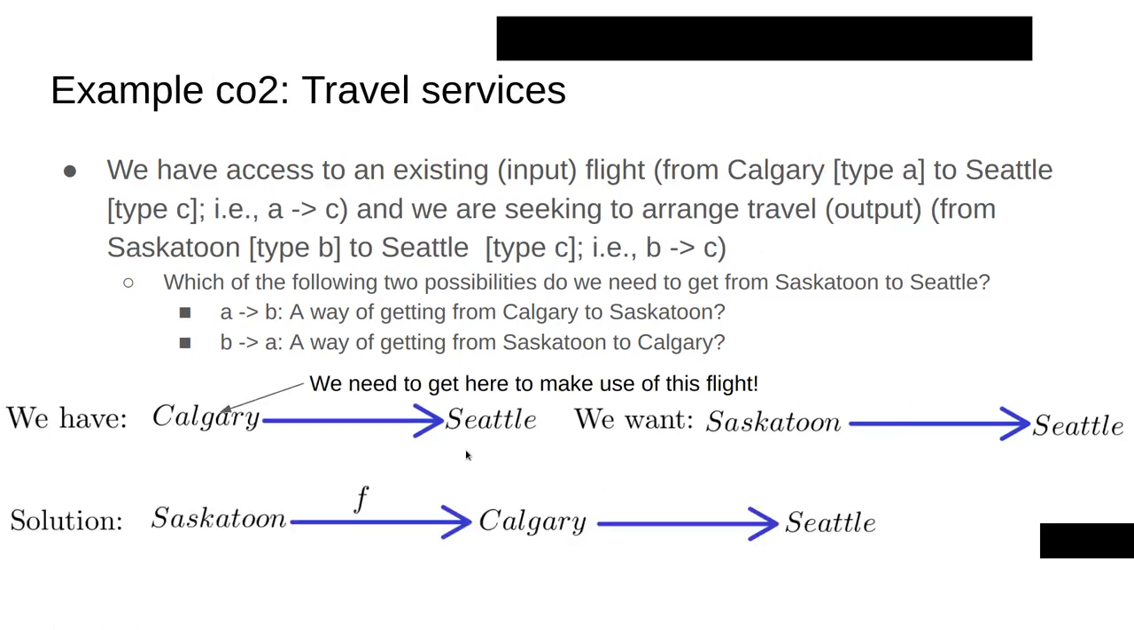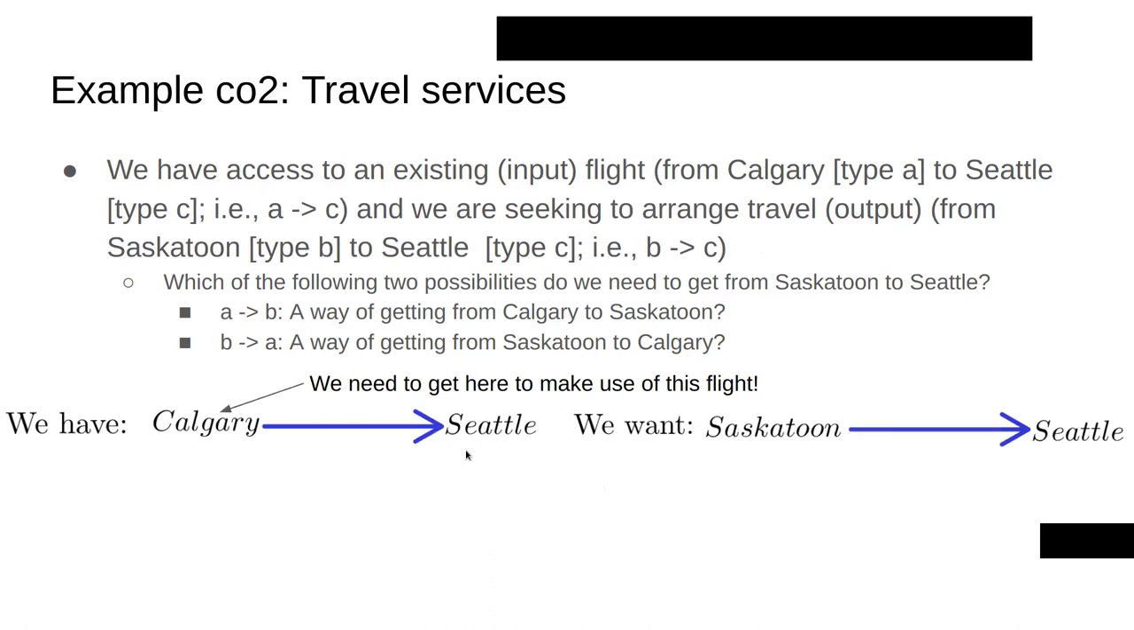Okay. Now the co-example for this is, suppose there's an existing flight from Calgary to Seattle, and we want to go from Saskatoon to Seattle. What do we need to get from Saskatoon to Seattle? If we have a flight from Calgary to Seattle, where Calgary is A and Seattle is C, and we're seeking to arrange travel from Saskatoon to Seattle, in other words, B to C, what do we need to do here?